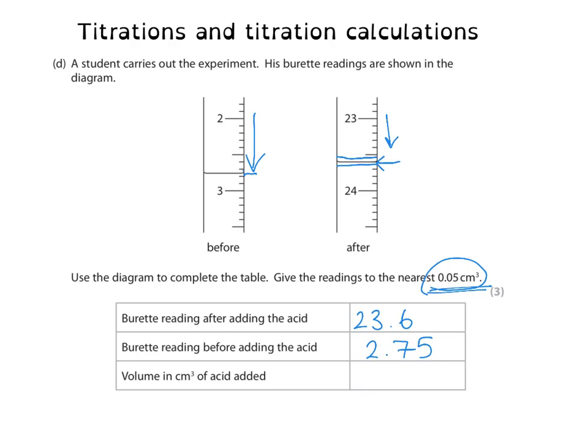So if it is dead on one of the lines, the likelihood is you will need to write a 0 after it so that both these readings are now to the same number of decimal places, same level of accuracy. And then the final bit is just for calculating the difference, the volume added. Take one from the other and we get 20.85.